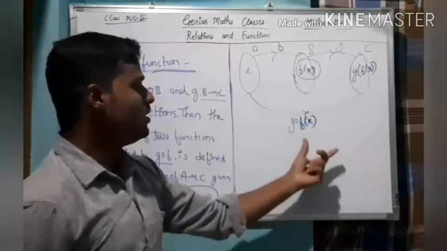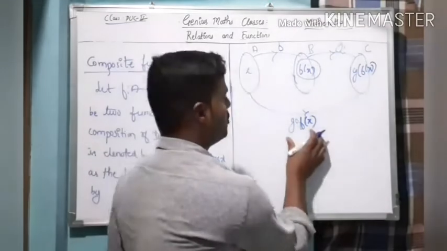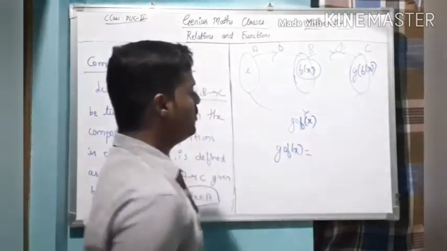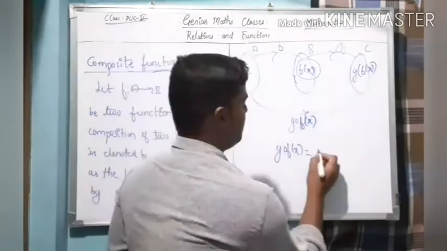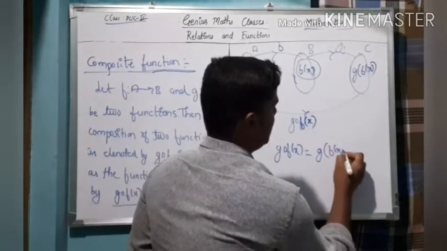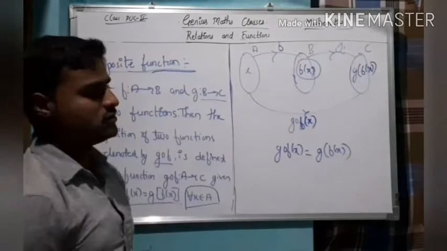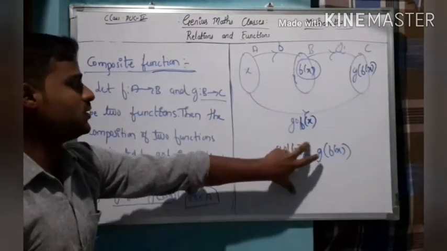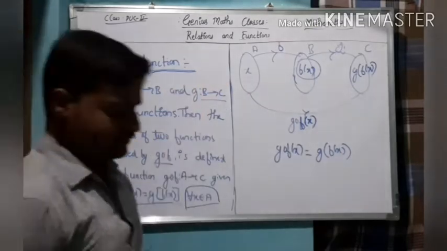This is nothing but the composition of this function g naught f, that is equal to g naught of f of x, which is equal to the image g of f of x. So this is a simple concept. This is nothing but the concept of composition of functions.